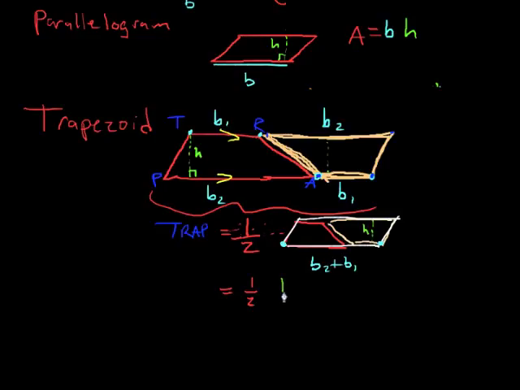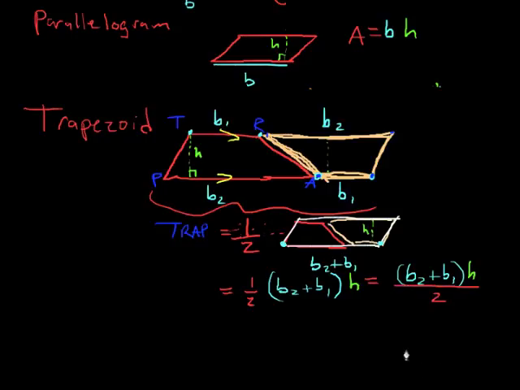This is base 2 plus base 1 times the height. Or, as we've been saying in class, this is base 2 plus base 1 times the height divided by 2.